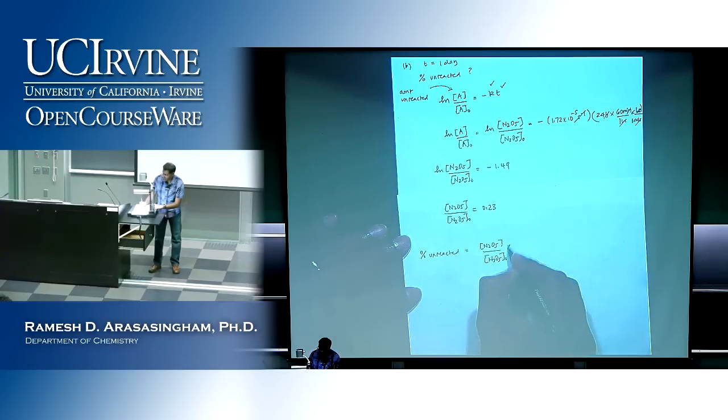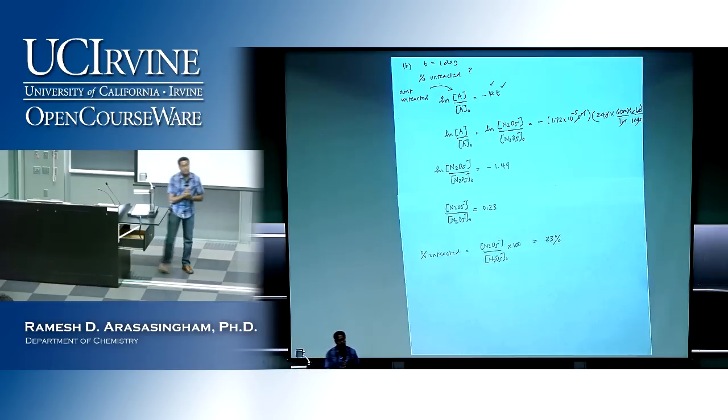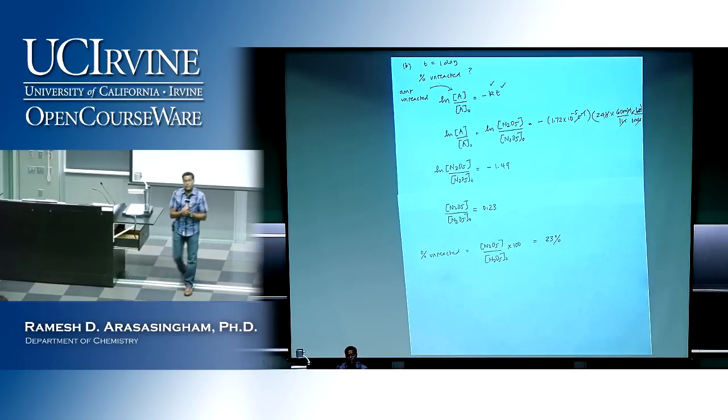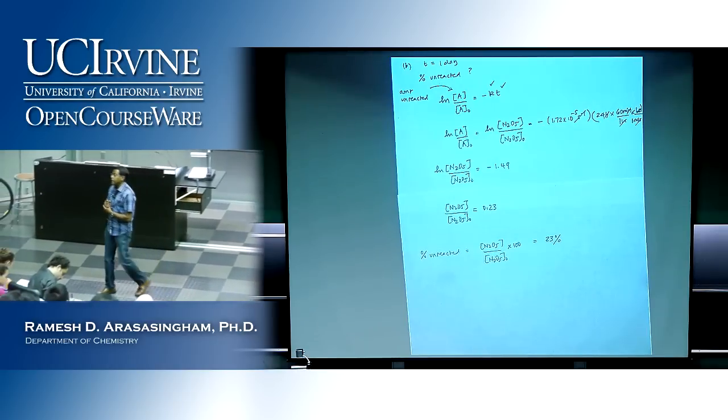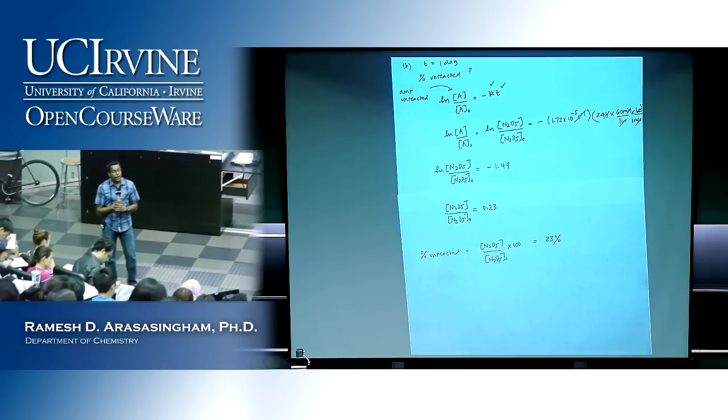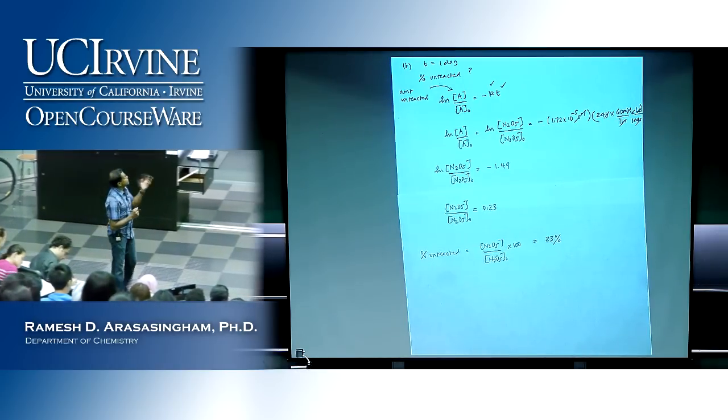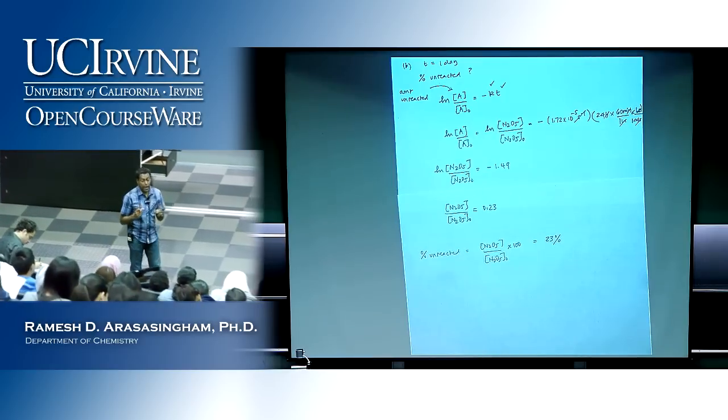All right? And now that I have figured this out, percent unreacted would be [N2O5] divided by the original concentration of N2O5, times 100, which is 23%. All right, so all I've done is take the value that I calculated and multiply by 100, and that gives me a percent. So that means in one day, 23% is left unreacted.